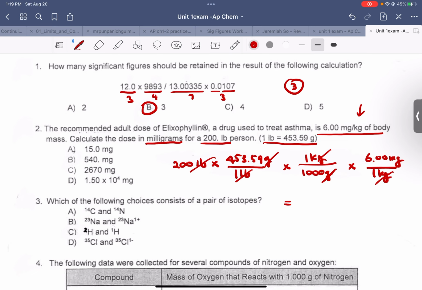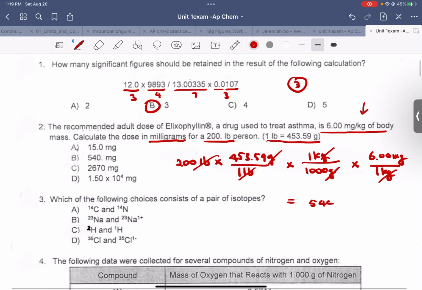So 200 times 453.59 times 6, now divide by 1,000. I got 544.308 milligrams of the drug for a 200 pound person. So the closest one is B.